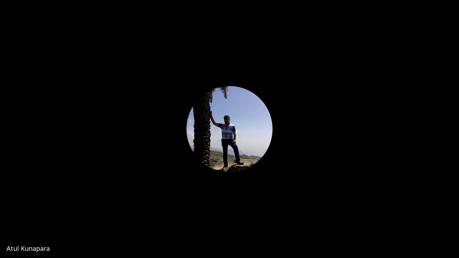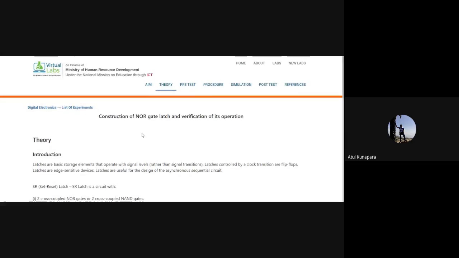Okay, so today our experiment aim is to understand the working of RS latch using NAND gate and NOR gate. So if I just share with you, here is the aim of the experiment. Today we are going to talk about the construction of NOR gate latch, and also we will be discussing the construction of NAND gate latch, and we'll be verifying its operation.